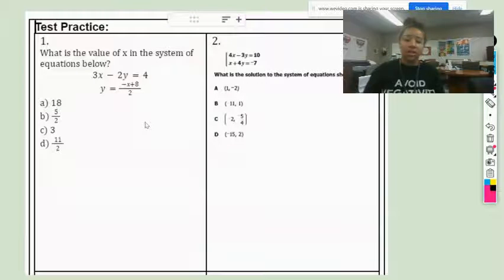So you're going to do some test practice. I do want you to stop this and test it out. You guys should be familiar with putting this in y equals. So go ahead and do that. And then we'll go over the answers.